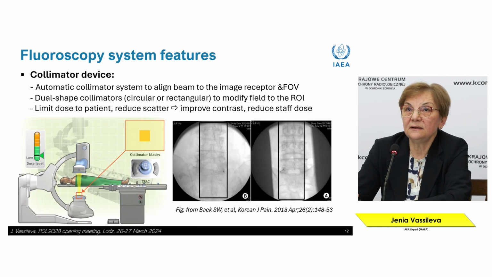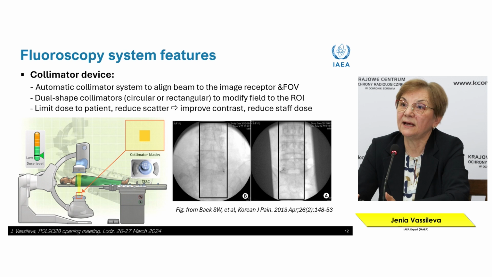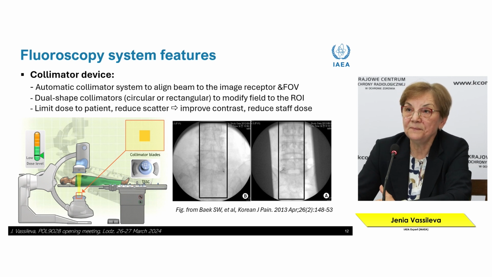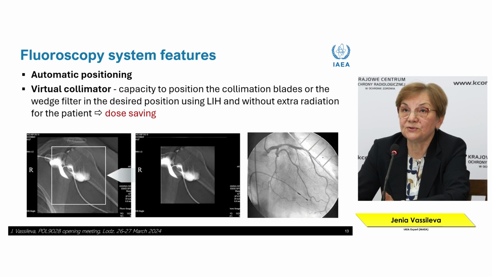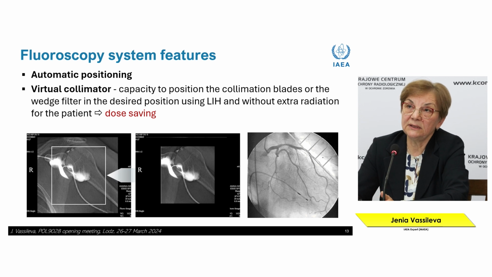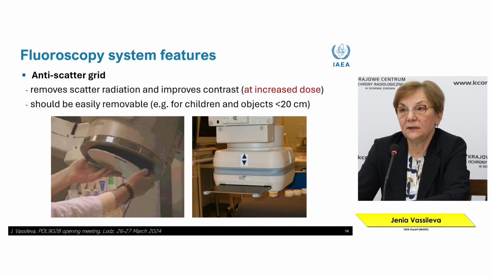Another function, of course, is collimation. Collimation increases the contrast, improves image quality, reduces dose to the patient, reduces scatter dose, and reduces dose to the staff. And the modern system has a so-called virtual collimator that lets you position the beam without, in fact, X-ray exposure. So you are using the last image hold and positioning the beam without extra radiation. So these are two functions of the modern system, virtual collimator and also automatic positioning, that help reduce dose.